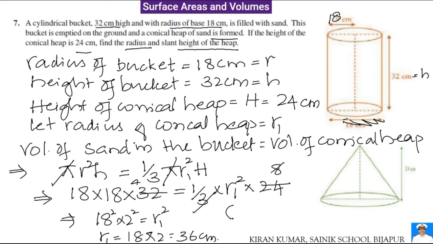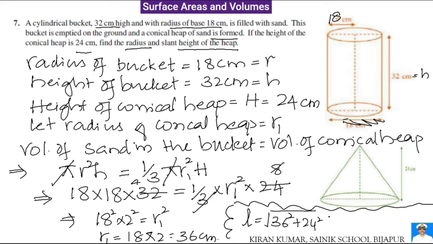Now I need to find the slant height. Radius is found. Now the slant height will be root of 36 square plus 24 square. 36 square is 1296 and 24 square is 576. Add them up, we get root 1872. Therefore, it is 12 root 13 centimeter. This is how you can find the slant height as well as the radius of the conical heap so formed.